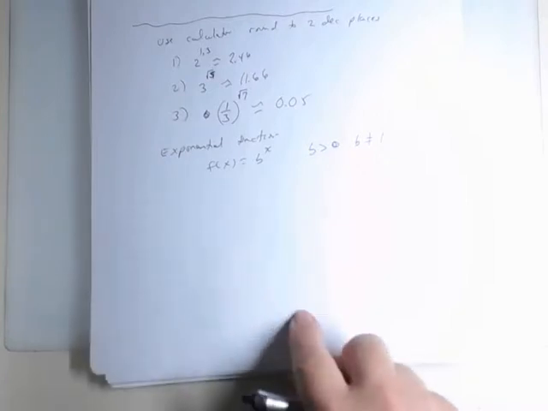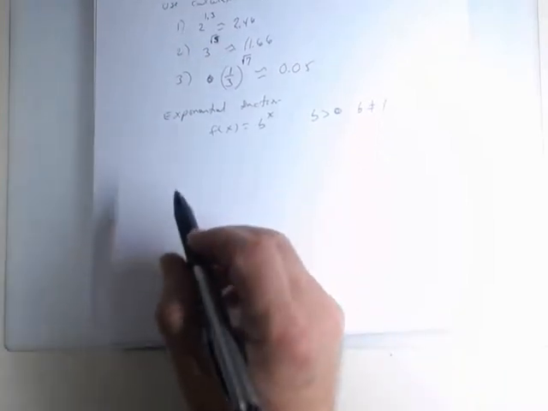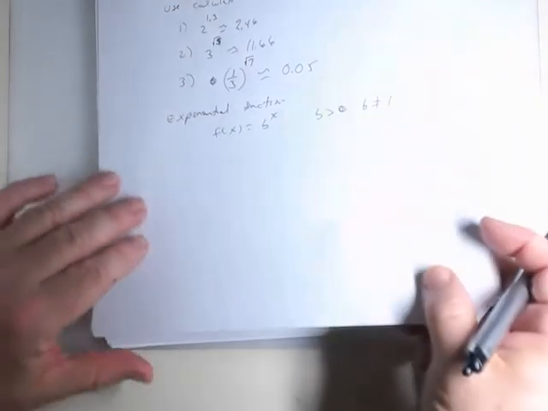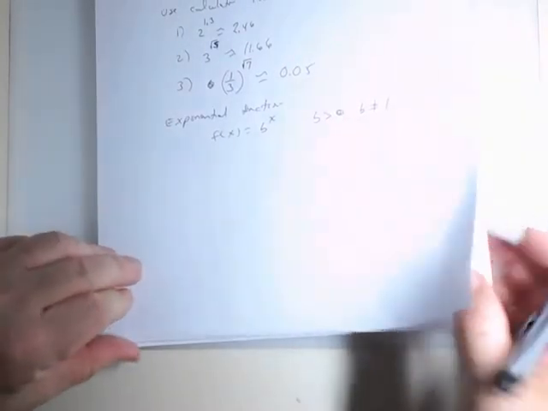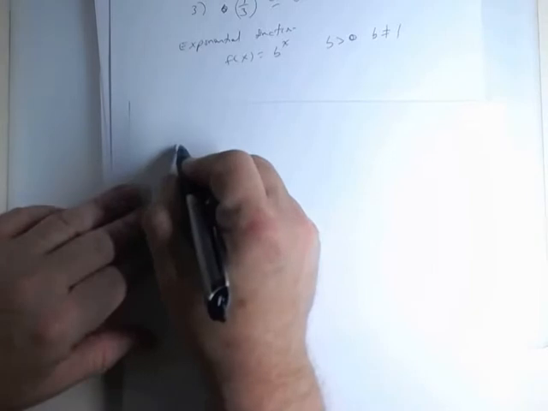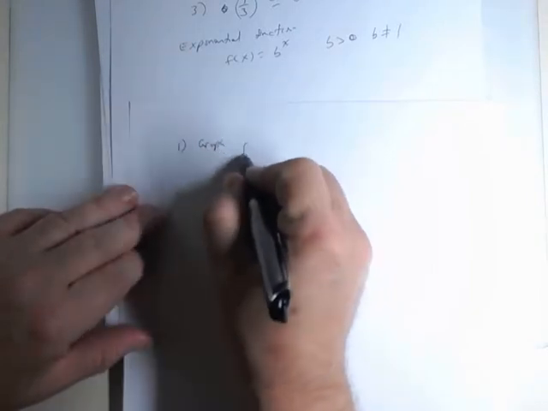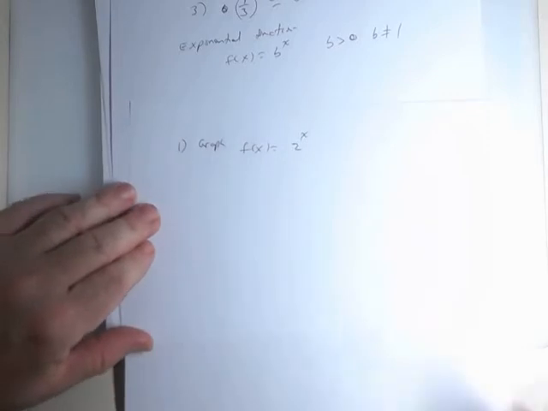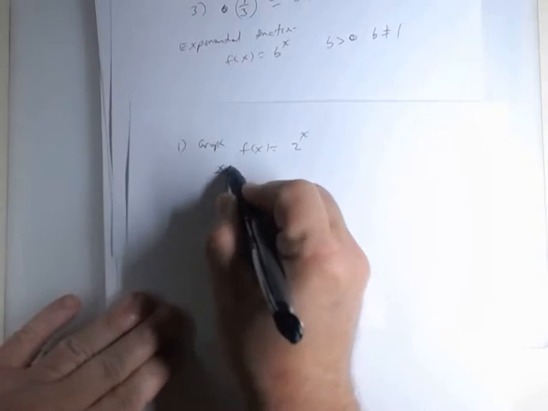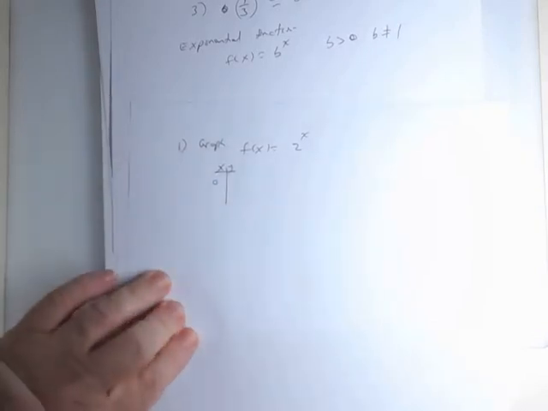And if I want to graph, and we're just doing a simple one right now, you should be okay with that simple one. So let's suppose I want to graph this. Listen carefully. Graph f of x equals 2 to the x. Use a t-table to help you, and use your calculator if you need to.